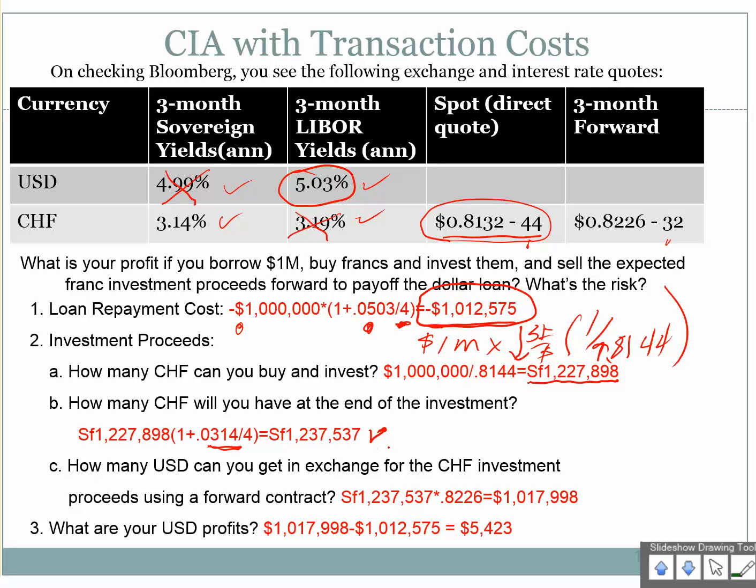I'll then enter into a forward contract immediately when I did all the spot transactions also. I enter into a contract because I know I'm going to get 1.2 million Swissy back next quarter. So I'll enter into a forward contract to sell the Swissy and get dollars, and I'll get screwed again. I'm going to get the lowest forward dollar per Swissy exchange rate, 81.26. So I'm going to get proceeds of $1,017,000. My costs were $1,012,000. I made $5,000.